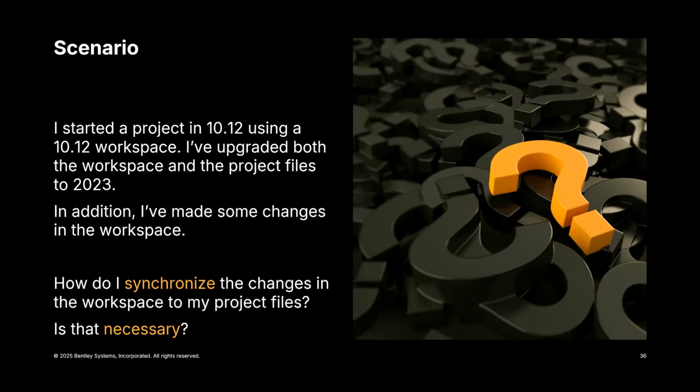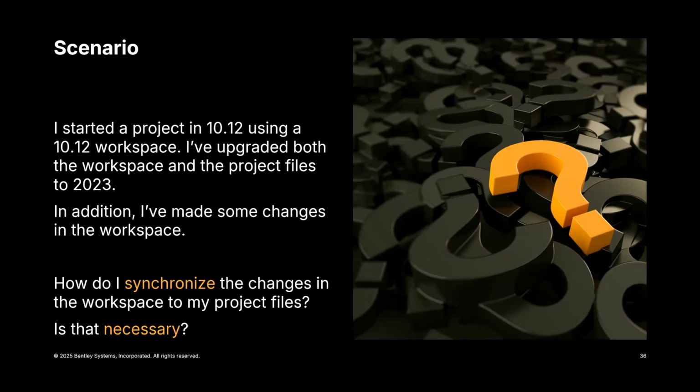And you've made some changes in your workspace, voluntary kind of changes. Let's say you decided to change the level name of something or the color of something or how something's displayed. You've made some choices where you've decided that workspace is going to behave a little different than it did before or look a little different. So what is the scenario that I have? So I've got both project files, my DGNs, as well as my workspace.